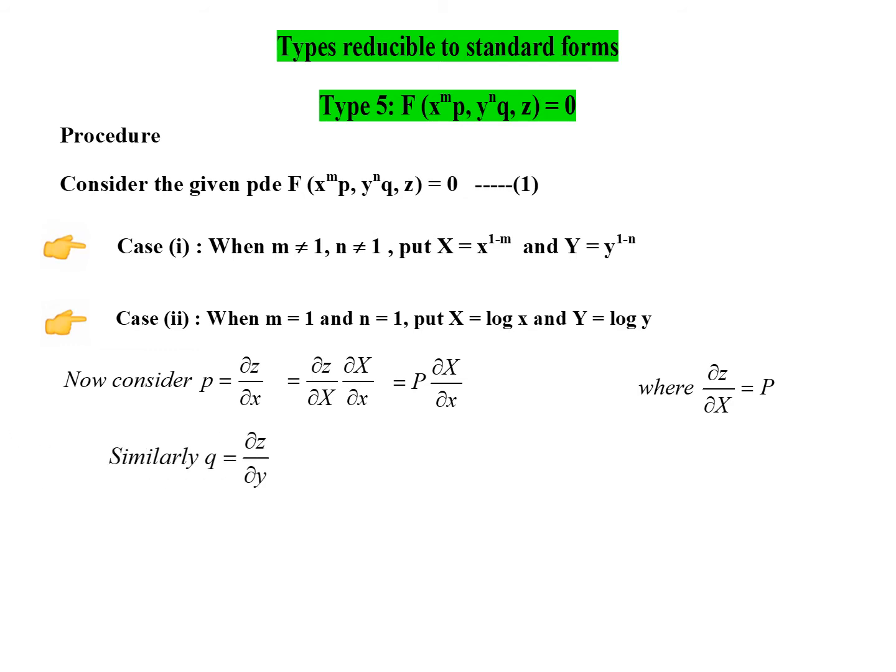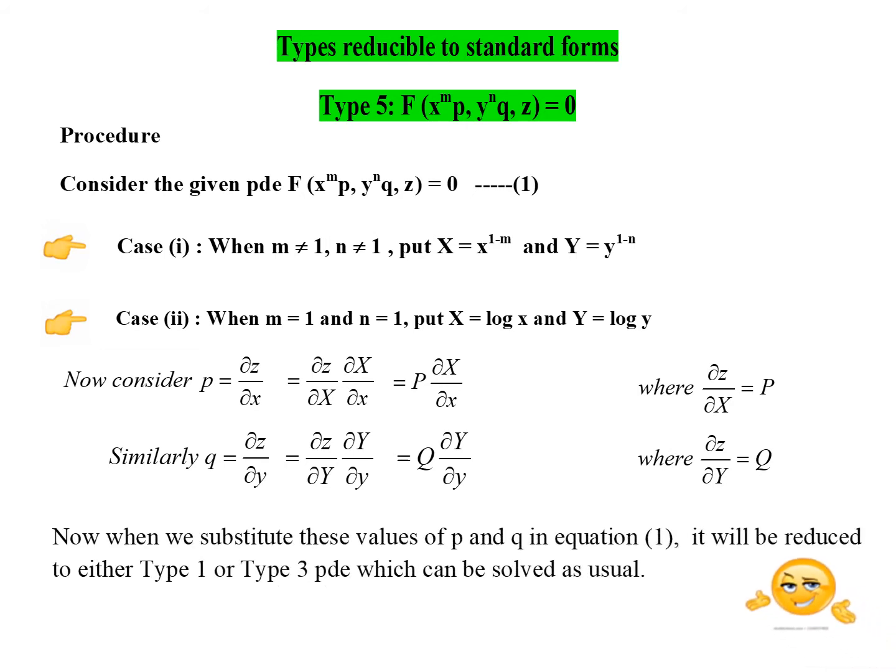So as usual, small q, which is dou z by dou y, we insert the new variable capital Y like this, and we call dou z by dou capital Y as capital Q. Now when we substitute these values of small p and small q in the given equation 1, we will not get the direct solution, but the equation will be reduced to another PDE of our earlier type, either type 1 or type 3, which we can solve as usual.